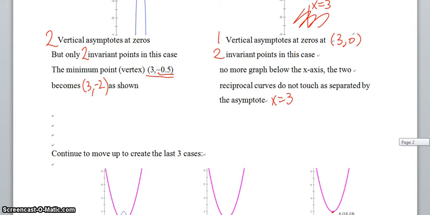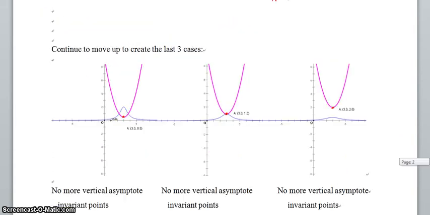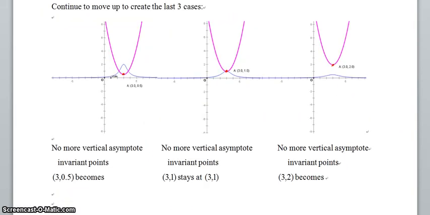Okay, 3 last cases here, and then we will go to our workbook to solve some problems. So moving further up, no more 0, so no more vertical asymptotes because there's no more 0. You still have 2 invariant points. And then this point is 3 and then 0.5. You take the reciprocal of this number, it becomes 3, 2. So this point here is 3, 2.